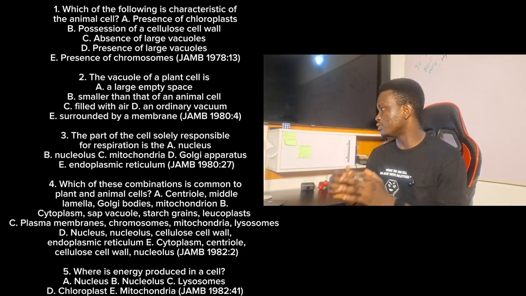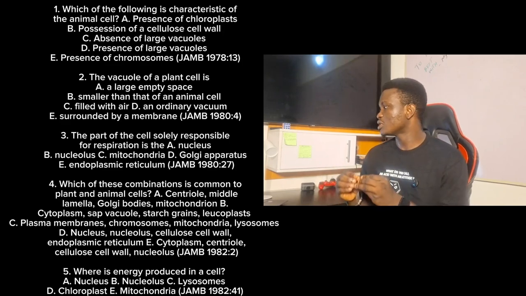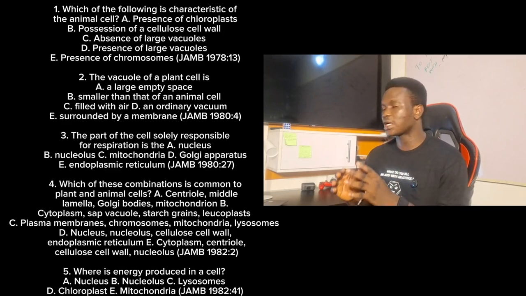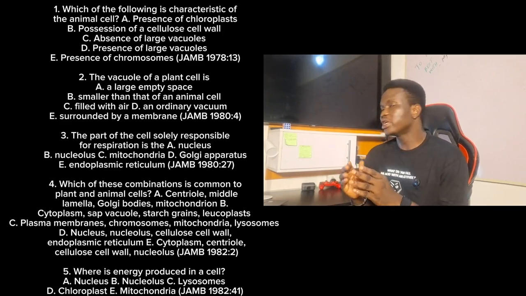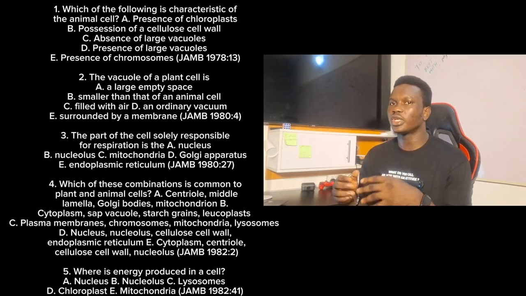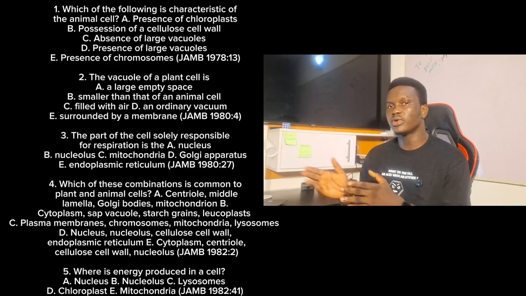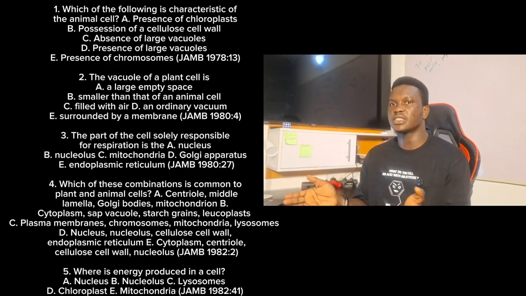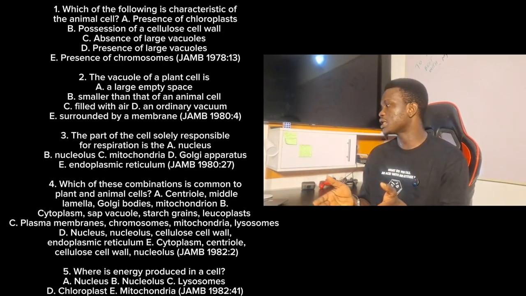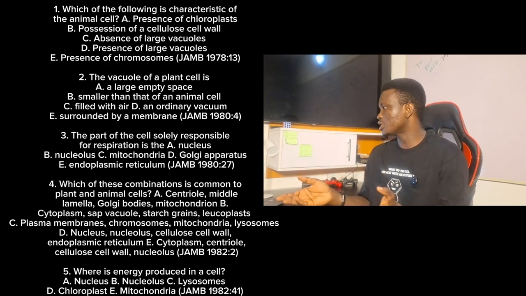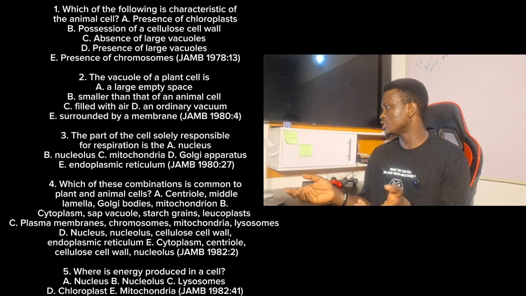Number four, which of these combinations is common to plants and animals? So they are saying that of all of these combinations, some of them are common to plants and animals. The moment you see one that is not even common, then you just eliminate that option. You don't have to waste time looking at all of the options. So option A is centriole. Now, when you look at centriole, it is present in animal cell, not in plant cell. So that's already eliminated option A. I don't even want to care about the rest of the options.